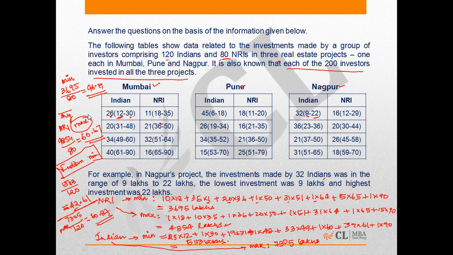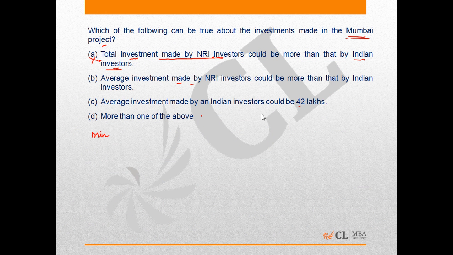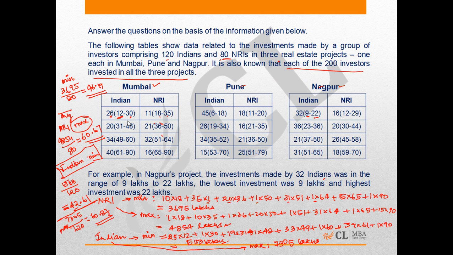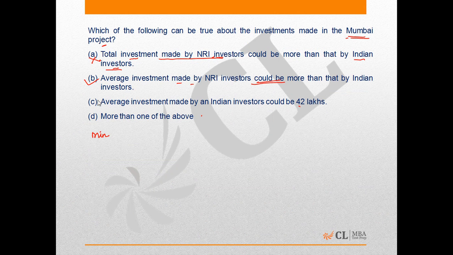So if you look at the range, the average investment made by an NRI is 46.19 to 60.67, while that of an Indian is 42.61 to 60.87. So we can definitely have the case that the average investment made by NRI investors can be more than that by Indian investors. So B is true. Let's look at C. Average investment made by Indian investors could be 42 lakhs, which is not possible because the minimum is 42.61. So C goes for a toss, and hence D also goes for a toss. The right answer is B.